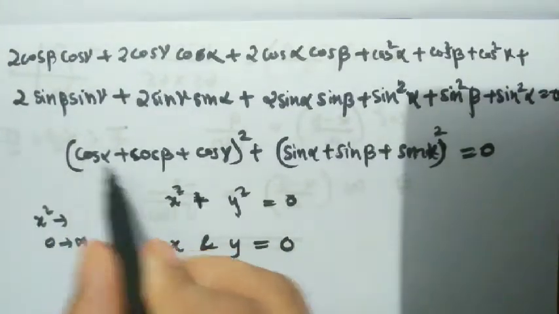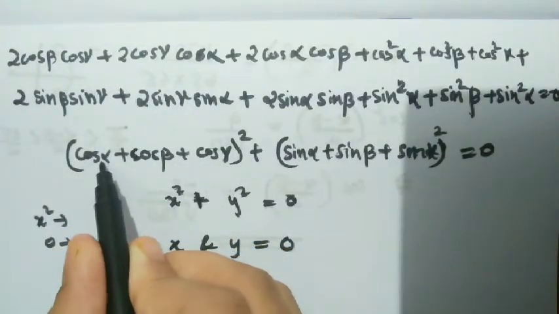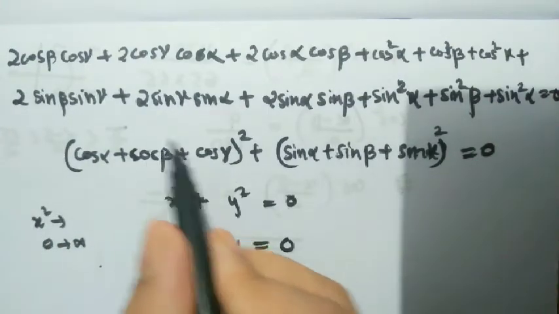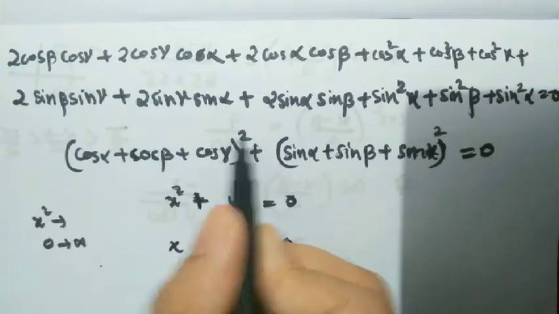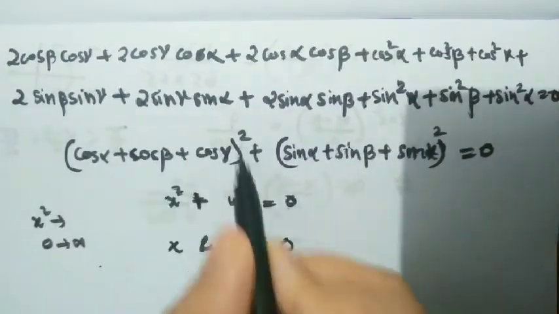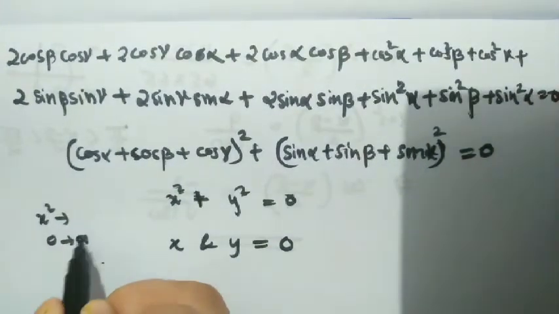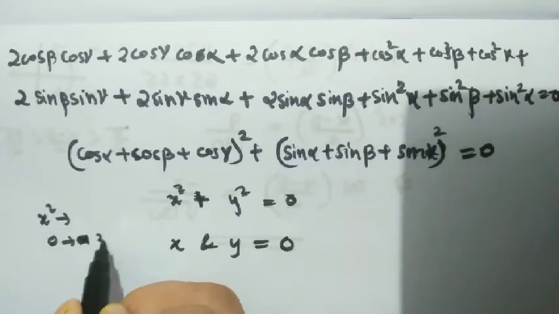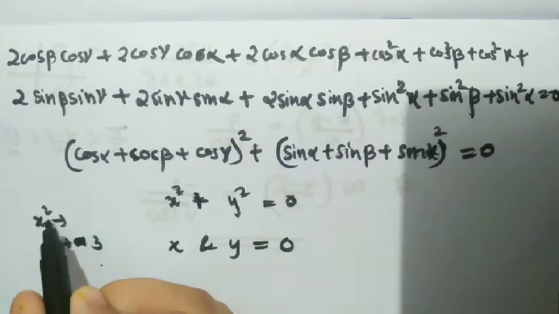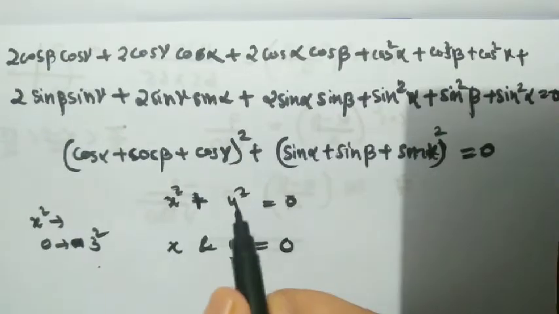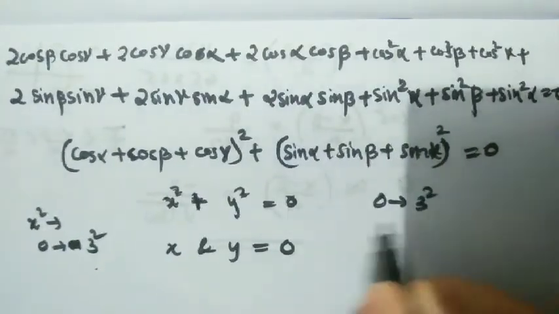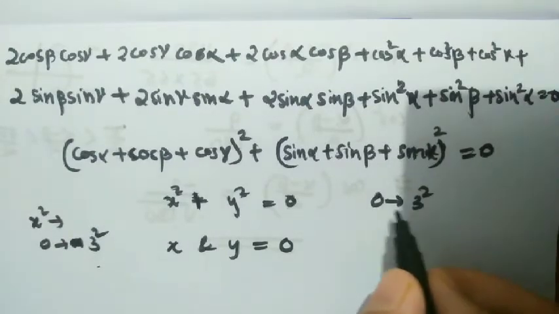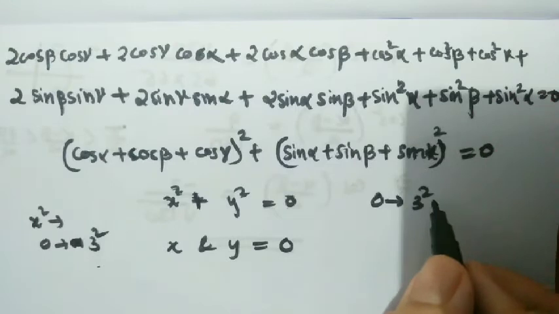possible here, because the maximum value of cos alpha is 1, cos beta's maximum value is 1, cos gamma's maximum value is 1. So this term's maximum value is 3 only. So x's maximum value is not infinity but up to 3. X will go up to 3 and x² will go up to 3² only. Similarly, y can also go from 0 to 3 only, which means y² can go from 0 to 3² only.